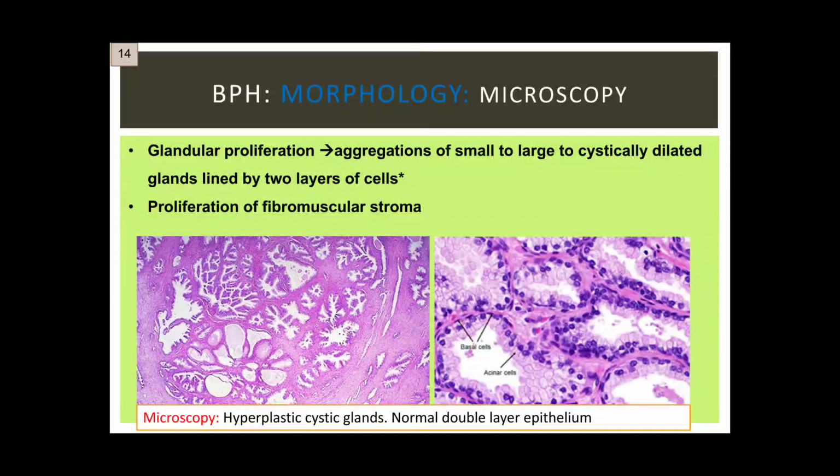And very important point is that the lining epithelium will be double layered as it is seen in the normal prostatic gland. And this point is important because in prostatic carcinoma there is only single lining epithelium.